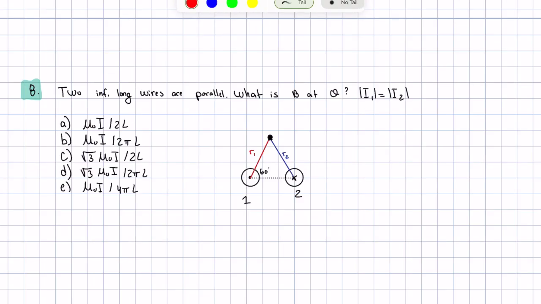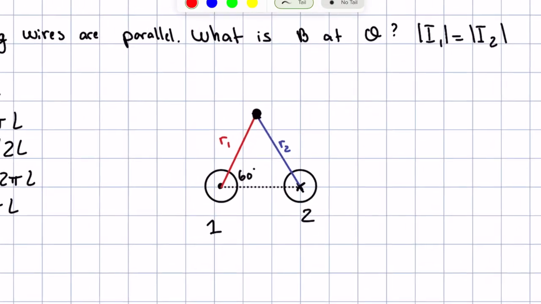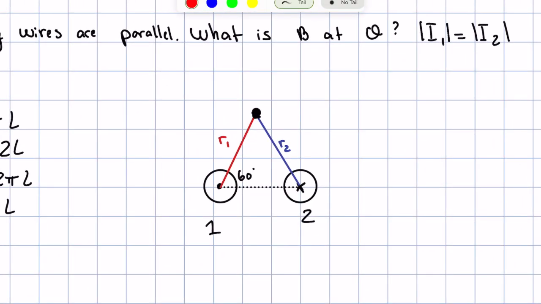So here in 8, we have 2 long wires of length infinity, and they are parallel to one another. We are asked to figure out what the magnetic field is at this point here, when I1, the current in this one, is equal to I2, the current in this one. This was a long form question in the previous exam, so if you want, you can look at that, but we're going to quickly go over it here.